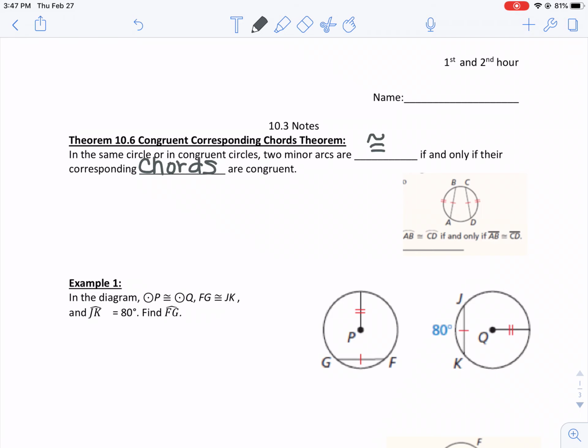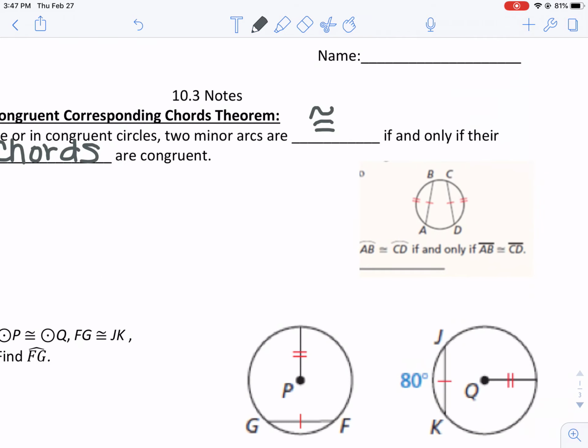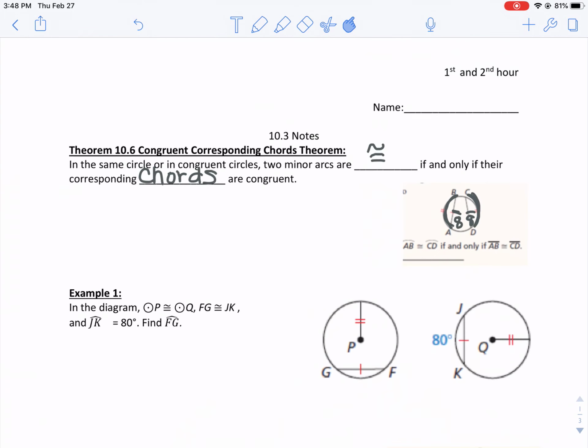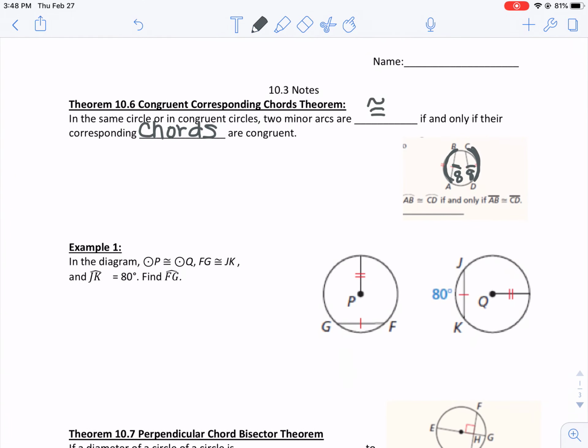we have this picture over here, and it's saying that if you're either in the same circle or in two circles that are congruent, meaning their radii are the same, then two arcs, AB and CD, are going to be congruent if the chords are the same. So if I know this chord is 8 and this chord is 8, then the arcs are going to be the same length. So we're going to do example 1, which goes off of that.